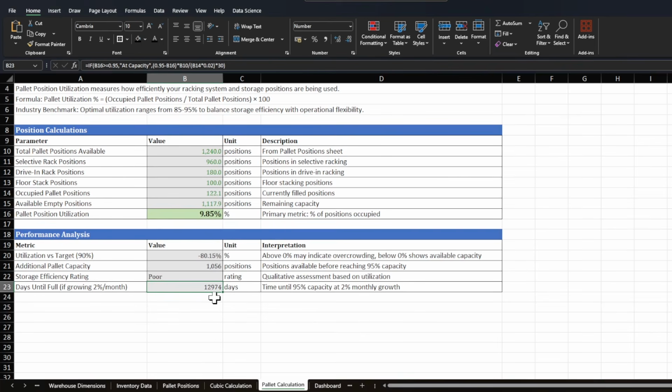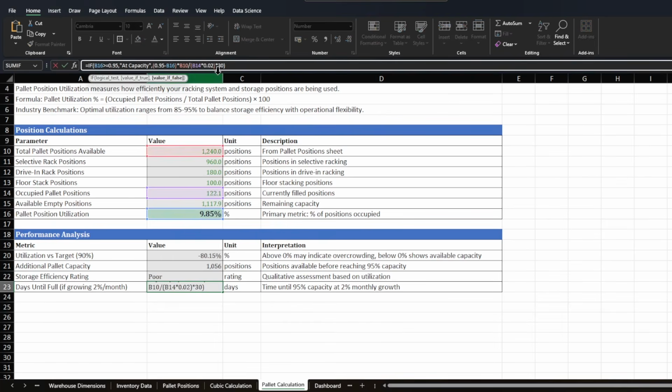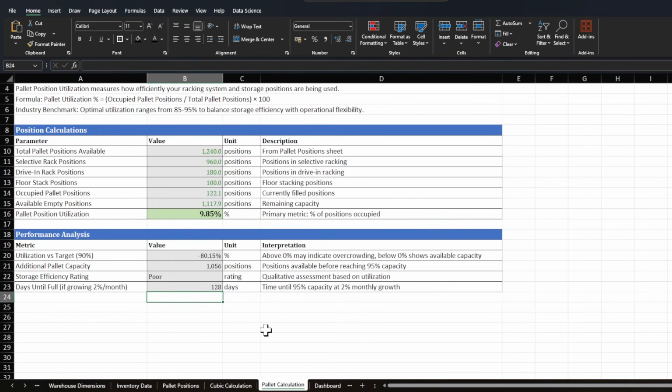If I say the rate of growth is 200%, then this number will change and it will come to 128 days. So likewise, you can change the growth rate and you will get the number. This is also a very important KPI in order to check whether you are in need of a new warehouse or not. So people in the industry do check this number as well.